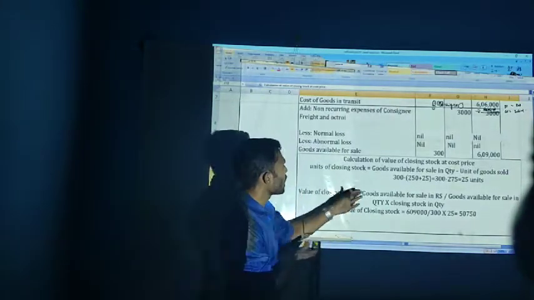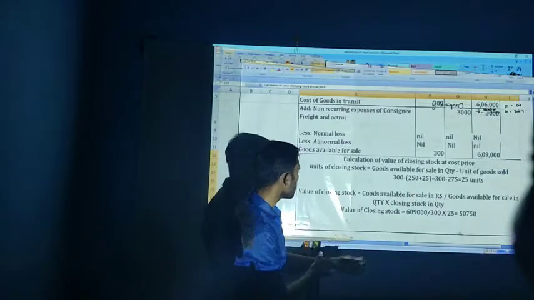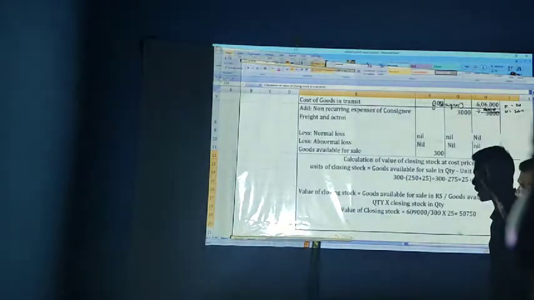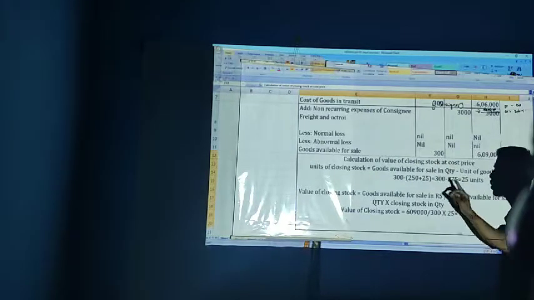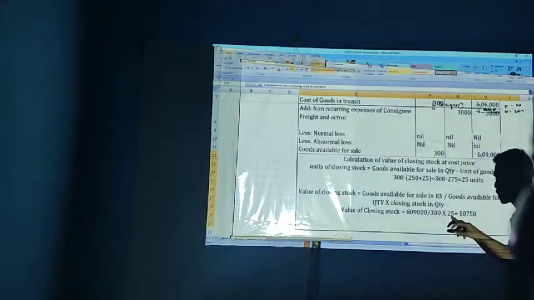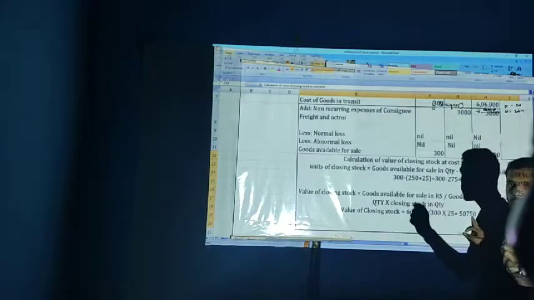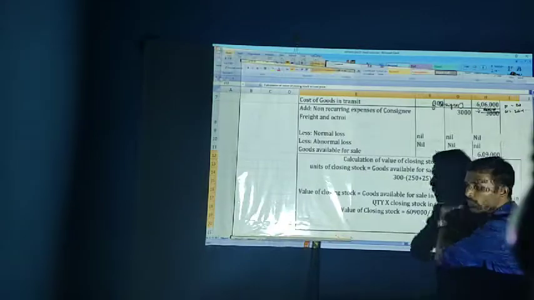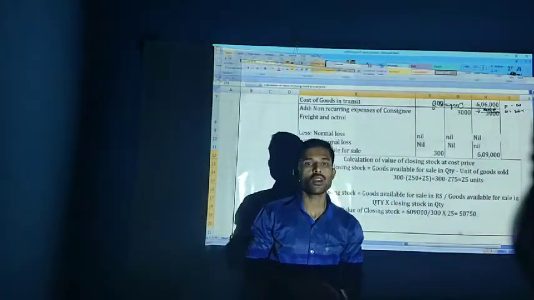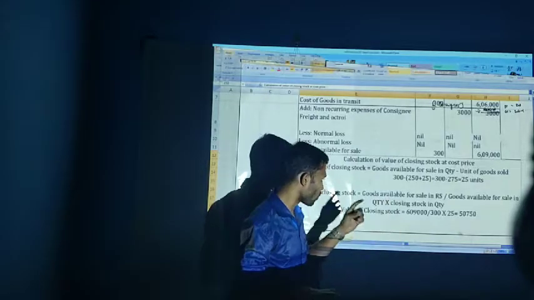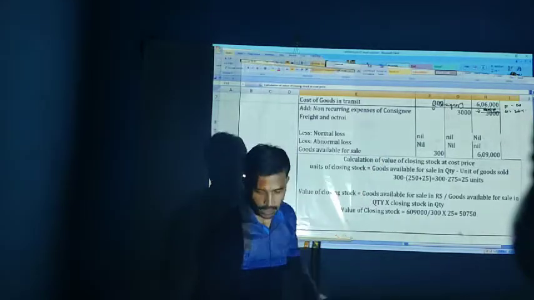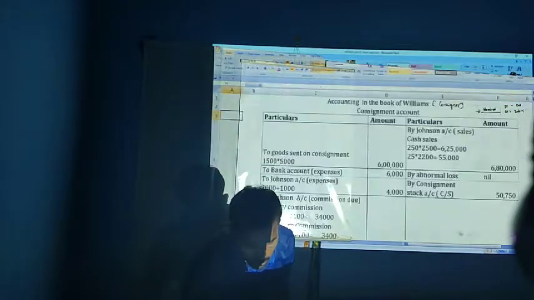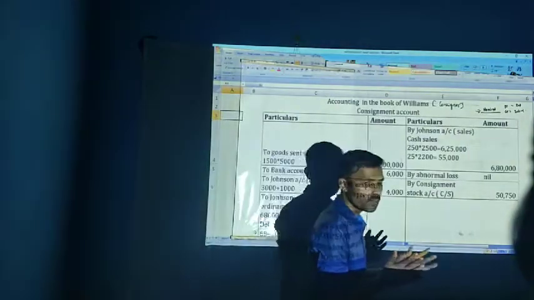Right. Next, we have to calculate the value of the closing stock. The goods available for sale in rupees, 6,09,000, divided by the goods available for sale in quantity, 300, multiplied by the units of closing stock, 25 that we already found. Then the value of the closing stock will be 50,750. This will be taken in the consignment account and the consignment stock account. This is the first step, valuation of closing stock. Next we will see the preparation of ledger accounts in the books of the consignor.